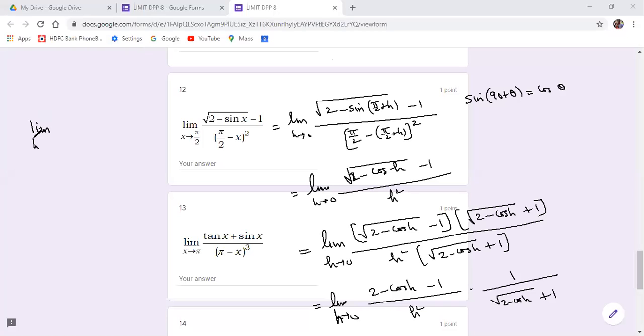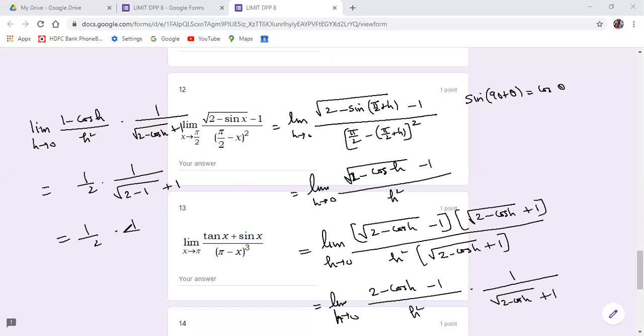Okay, limit h tending to 0, 1 minus cos h upon h square into 1 upon root of 2 minus cos h plus 1. What will be the answer for this? Cos 0 is 1, so root of 1 plus 1 is 2. So 1 by 2 into 1 upon 2. So 1 by 4.